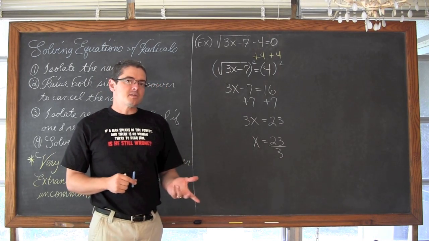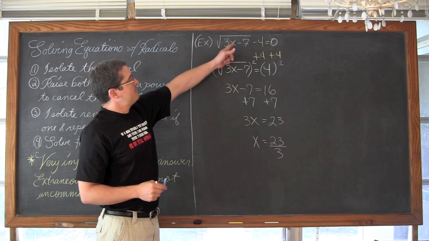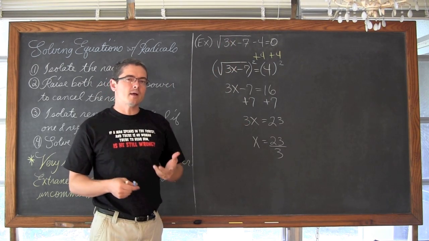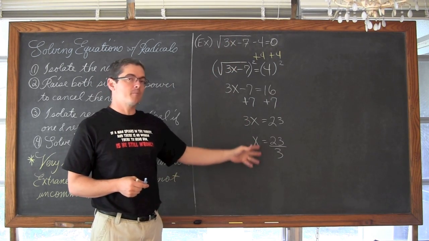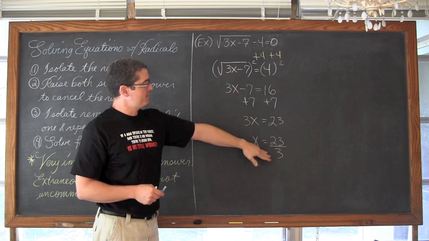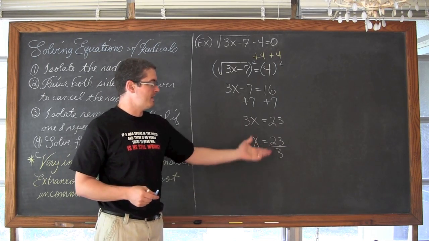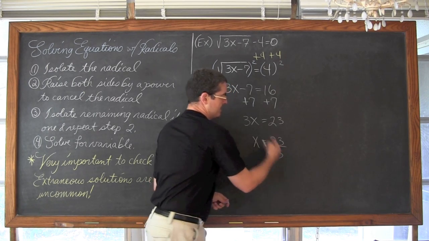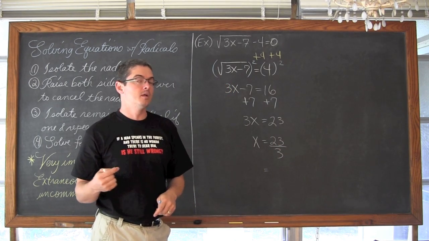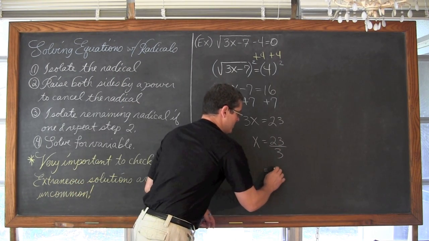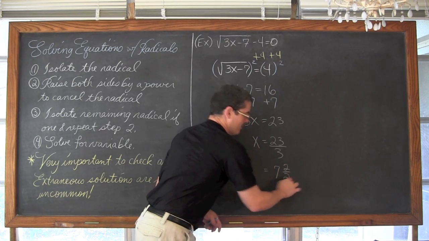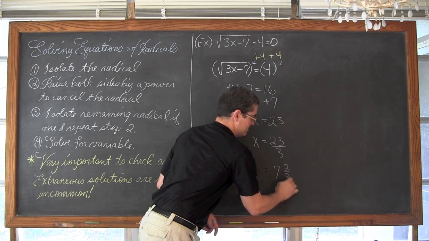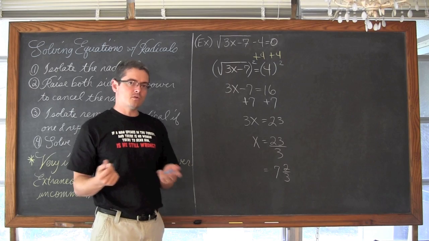Well, let's make sure that this answer works. We have exponents of 1 inside here. There's only one radical. I have a feeling this is probably going to work, but let's just make sure. So we're going to take this 23 over 3. How many 3's are in 23? Well, 7 times 3 is 21, so we could do 7, with the remainder of 2, that would be 7 2/3.